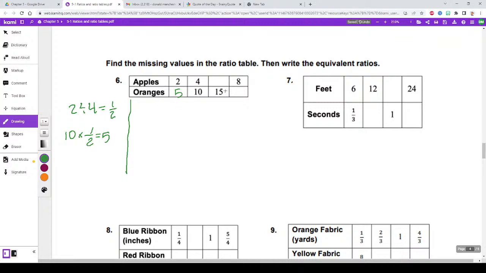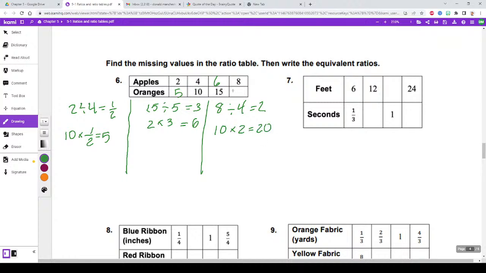So if you look, there is a pattern here, and some of you see the pattern, and that's great, but some of you don't. So I think it's easier to go from 5 to 15 than from 10 to 15. So I'm going to go 15 divided by 5 is 3. And so then we go 2 times 3 is 6. And then the last one, I'm going to go from 4 to 8. So 8 divided by 4 is 2, and 10 times 2 is 20.